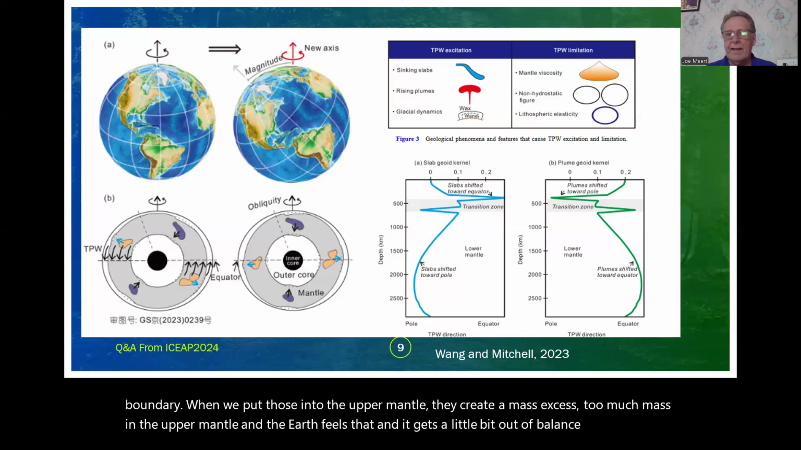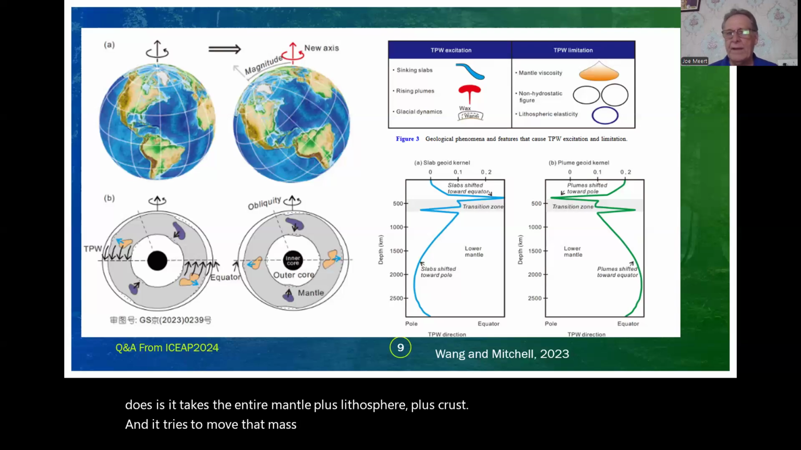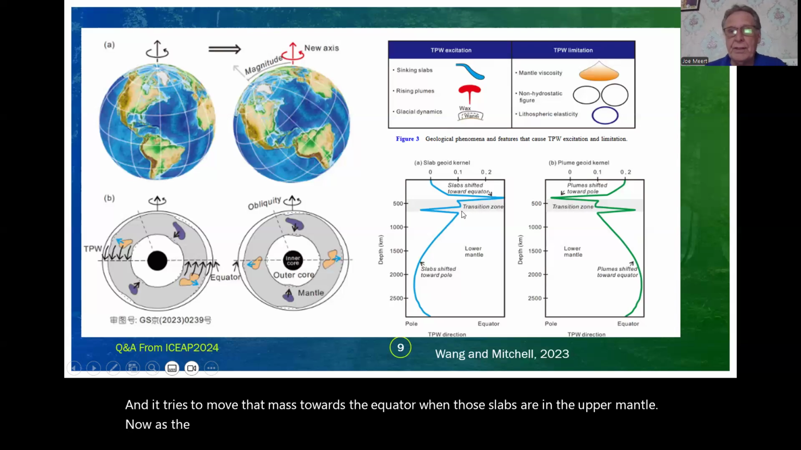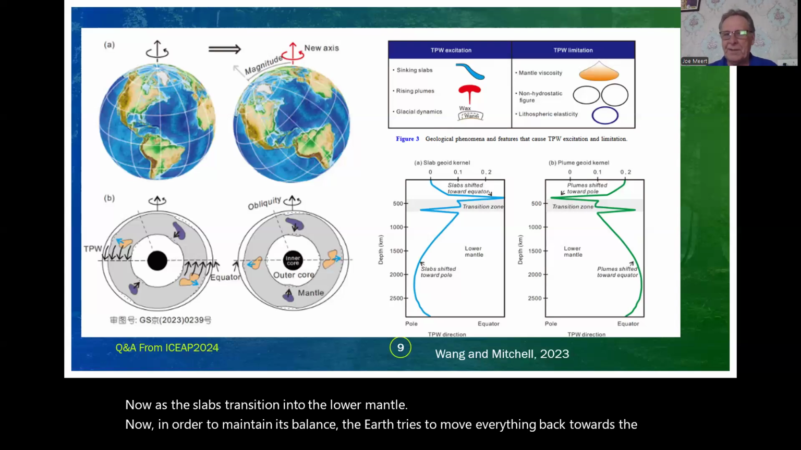So what it does is it takes the entire mantle plus lithosphere plus crust, and it tries to move that mass towards the equator when those slabs are in the upper mantle. Now, as the slabs transition into the lower mantle, in order to maintain its balance, the Earth tries to move everything back towards the pole. All right.